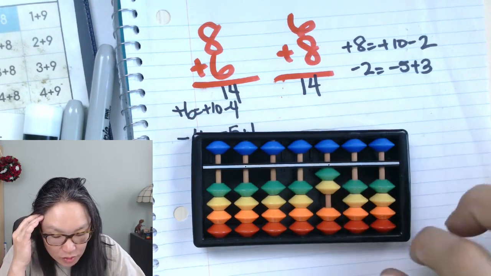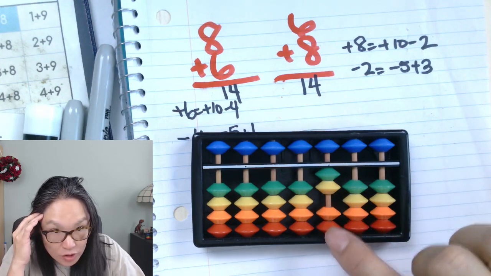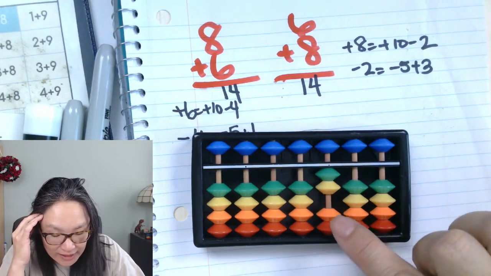So when we add the 2, we're going to add another 2. Notice I'm adding these 2 beads. When we add the 2 beads, that's all we're doing. It doesn't matter which 2 beads.